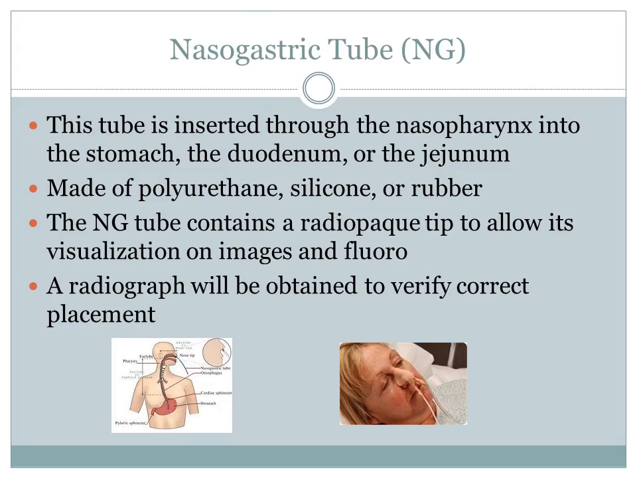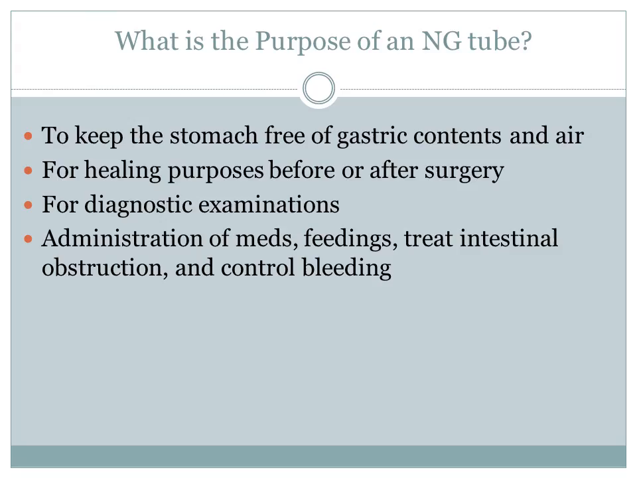Nasogastric tube, NG. This tube is inserted through the nasopharynx into the stomach, the duodenum, or the jejunum, and is made of polyurethane, silicone, or rubber. The NG tube contains a radiopaque tip to allow its visualization on images in fluoro. A radiograph will be obtained to verify correct placement.